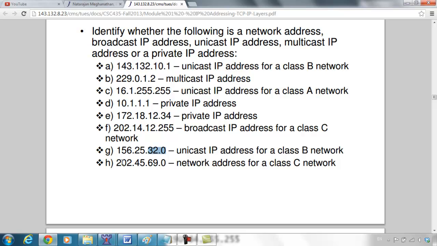Now 202.45.69.0. It is class C because we have 202, which means the last 8 bits are for the host part, which are all zeros, so it is a class C network address.